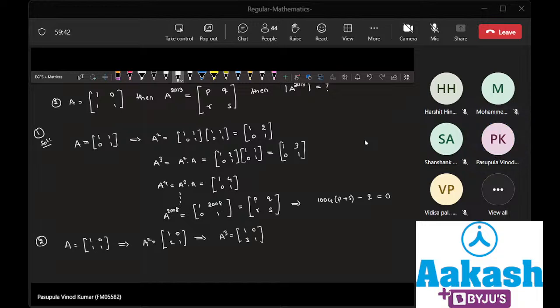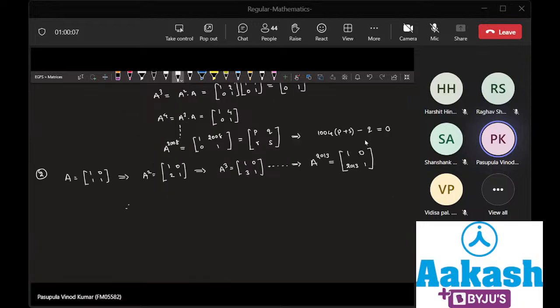And so on, up to A power 2013. What will it be? This is 1 0 2013 1. Therefore, you can see what is being asked: the determinant of A power 2013 means the determinant of the last matrix, 1 0 2013 1. If you apply the determinant formula here, the answer is 1.